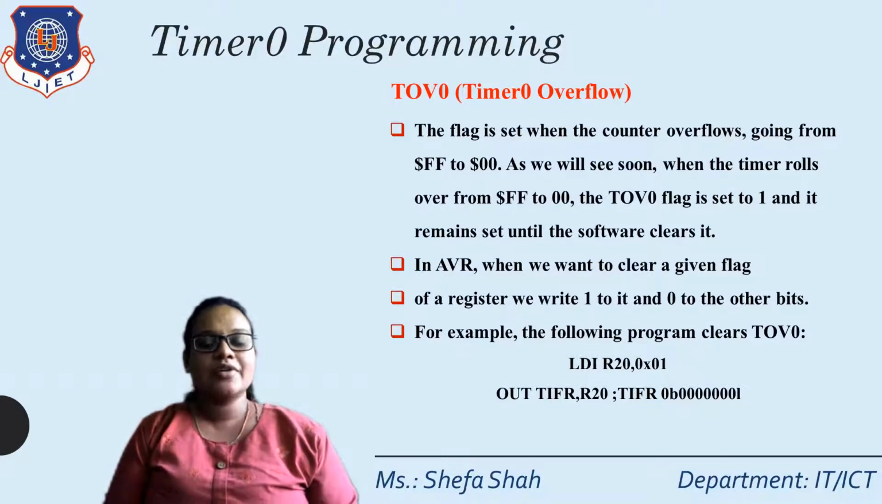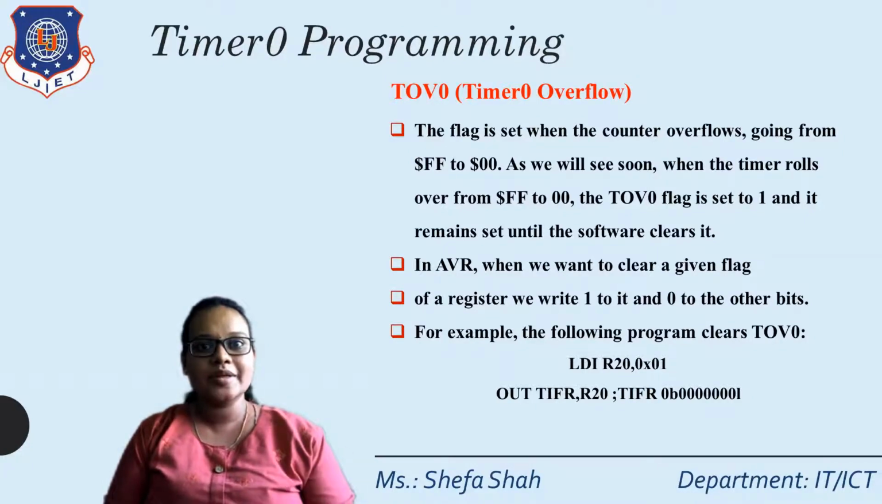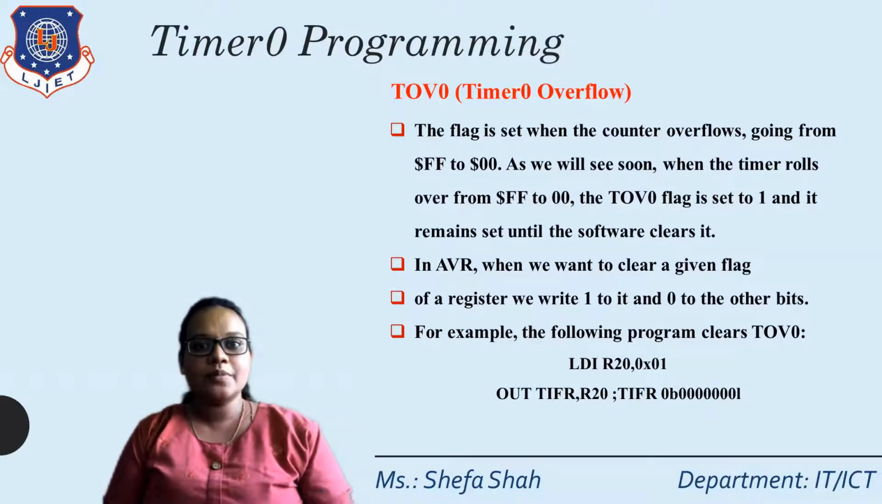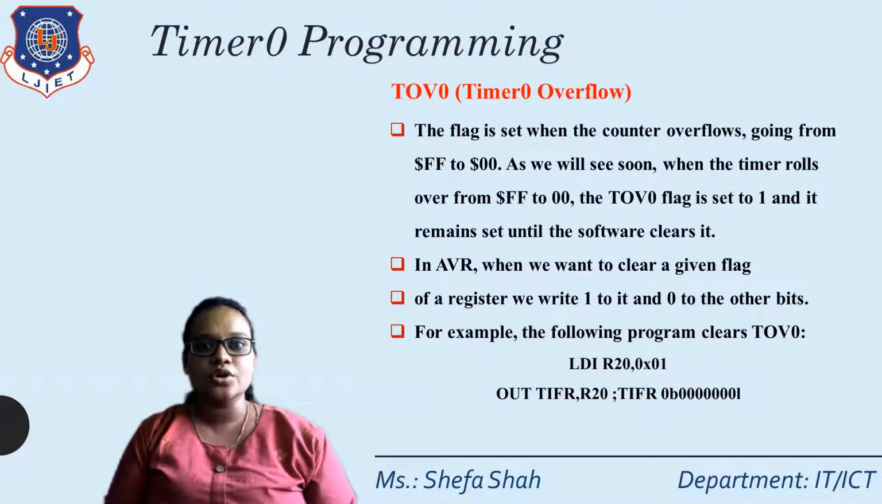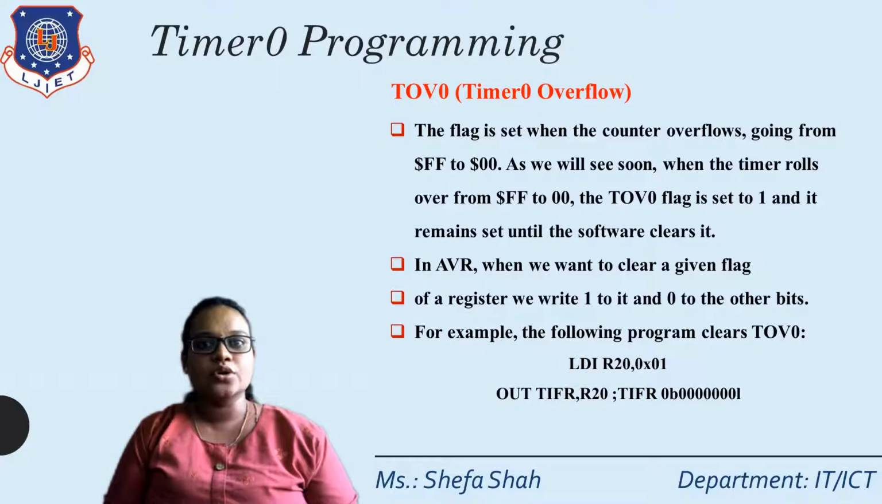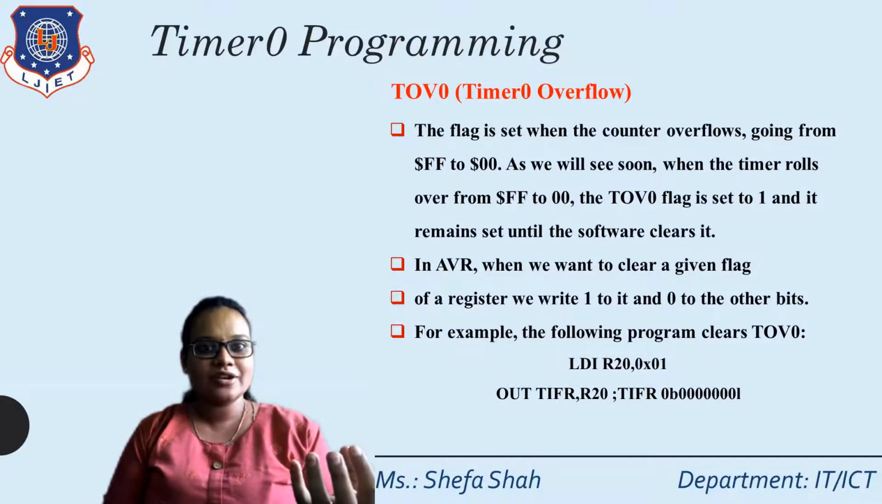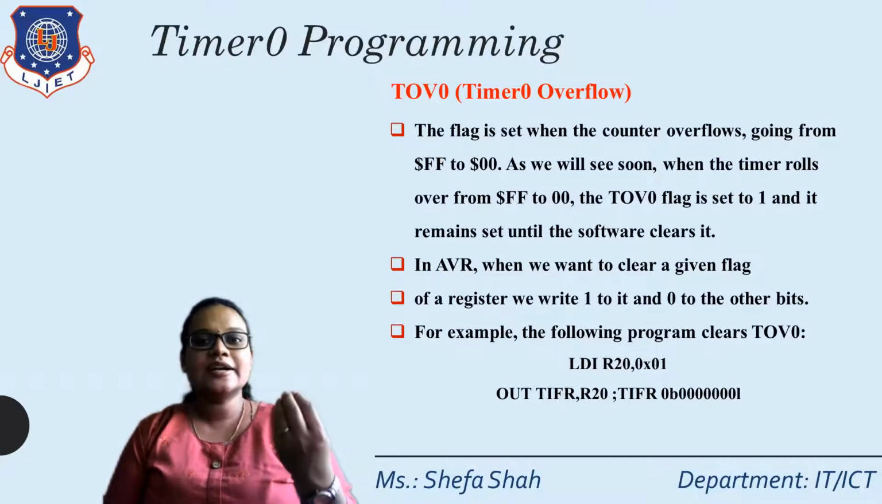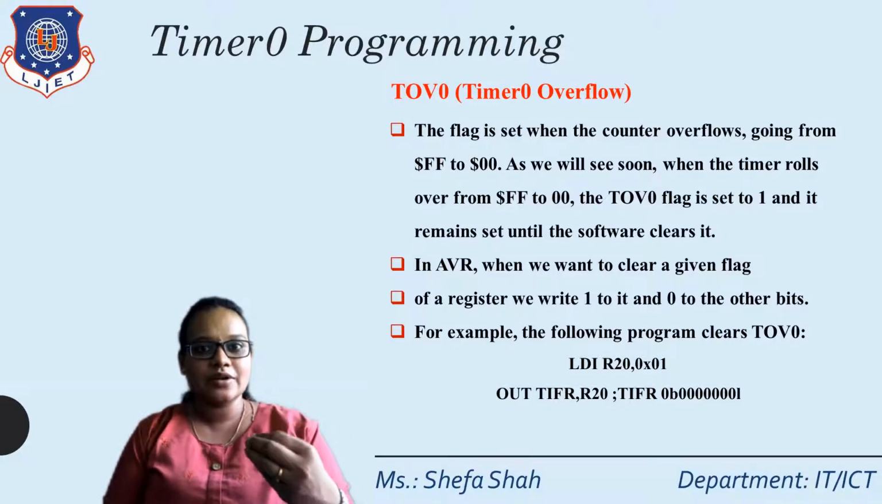So in AVR, we want to clear the given flag. After completing the counting, whenever it is set, for the next counting we need to clear this TOV0 flag. To clear a flag of a register, we write 1 to it and 0 to the other bits. For example, if we want to clear this TOV0 flag, then as we know in the TIFR register, as we have seen last time, the TOV0 flag is in the first bit of the LSB, that is the 0th bit.